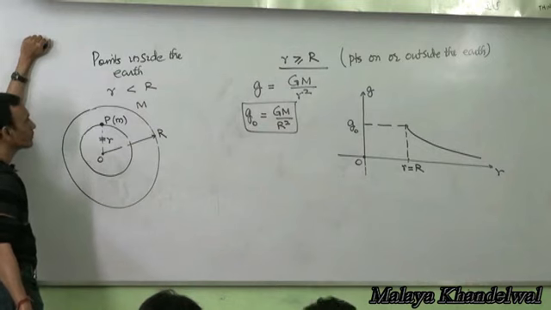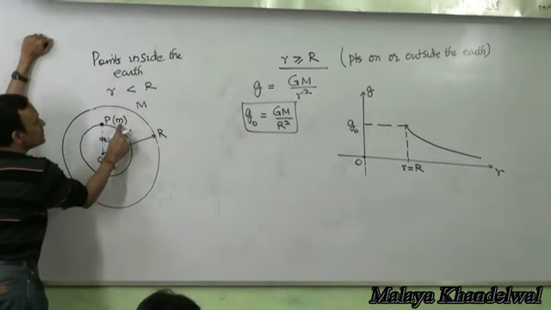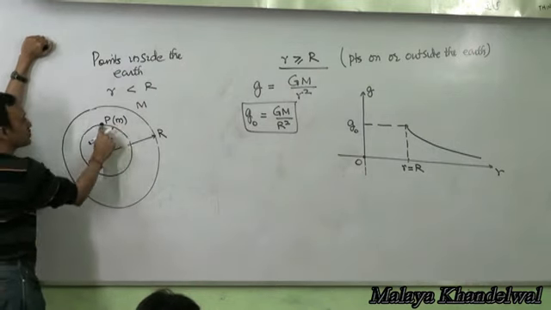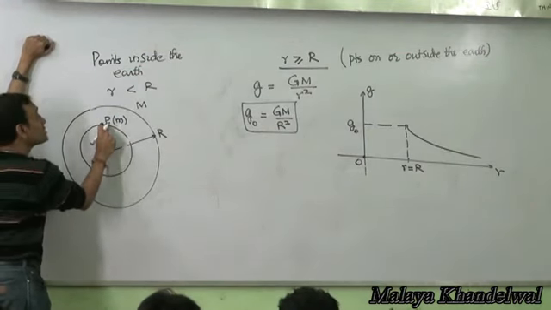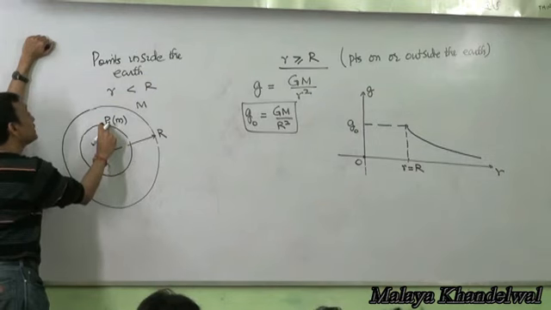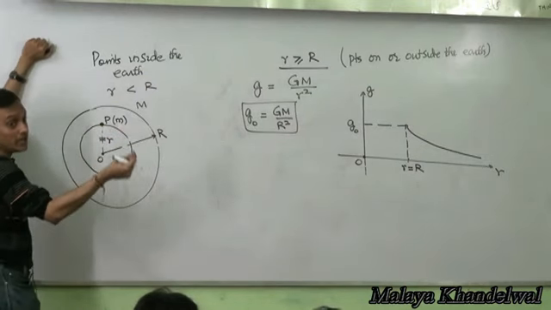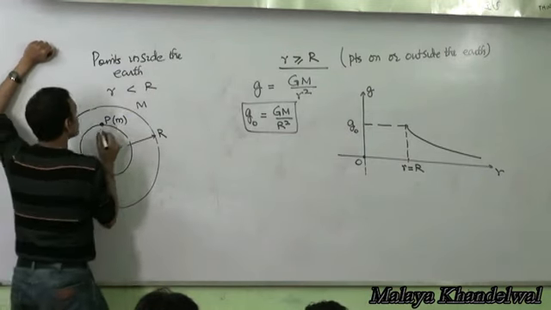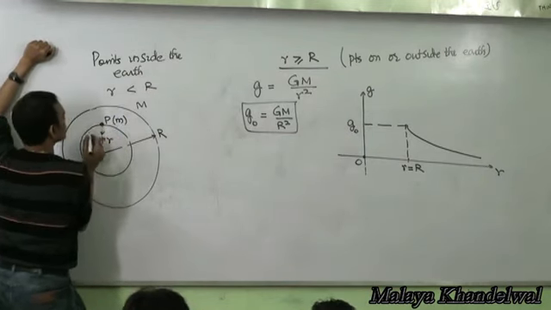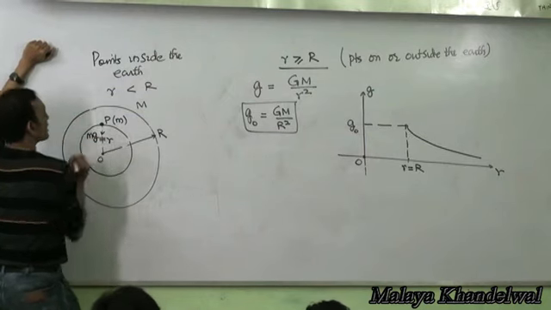Now, if g is the acceleration due to gravity at this point, then that means g is the intensity at this point. That means the force experienced by this particle at P is going to be m into g. So, if g is the acceleration due to gravity at this point, then the force experienced is m into g.